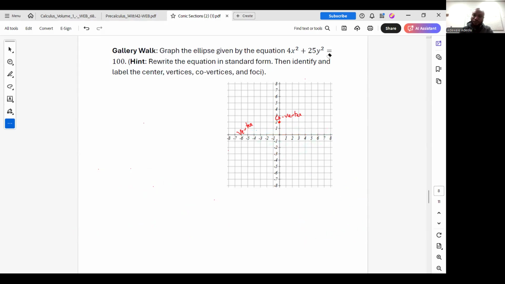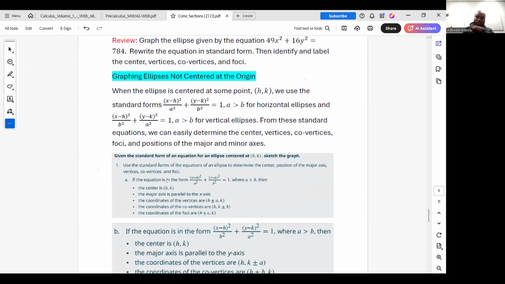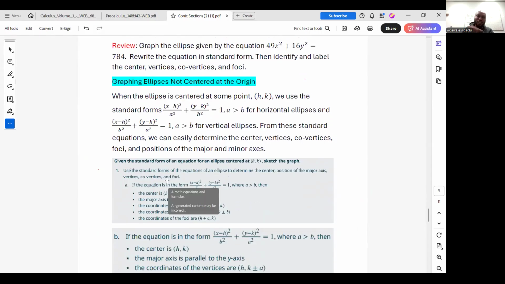All right, moving forward. Now you can pause the video and try to do this. Grab the ellipse given by this equation. Again, do the same thing we did the other time. That will be fine.